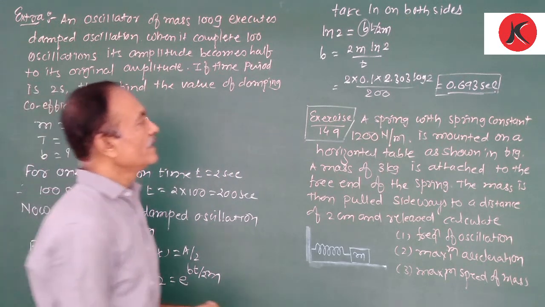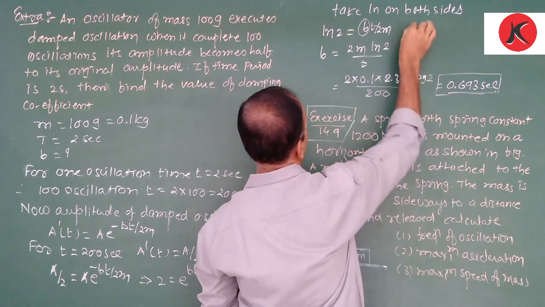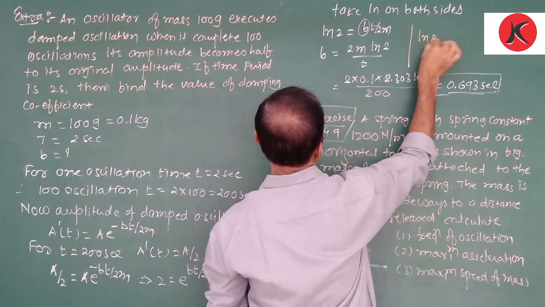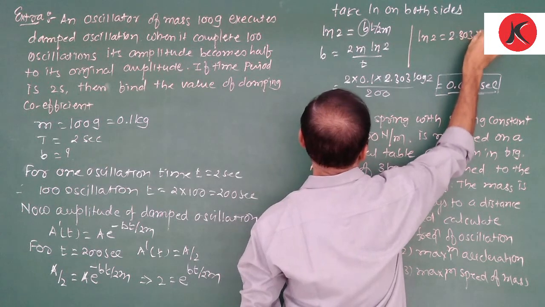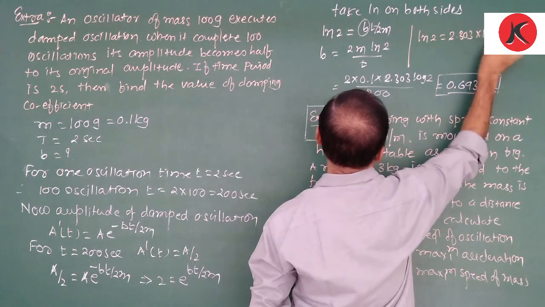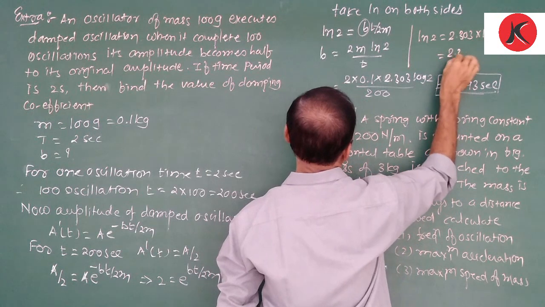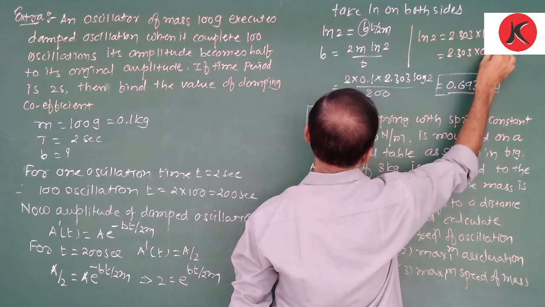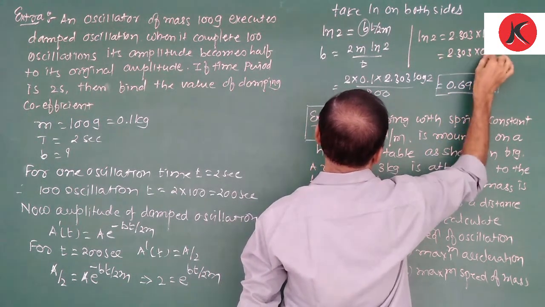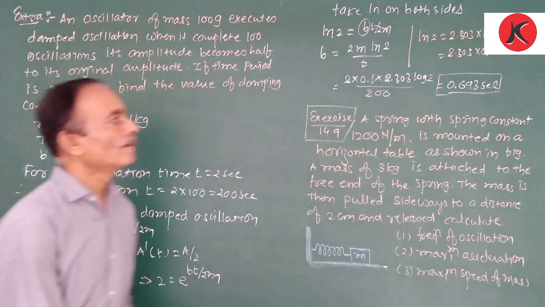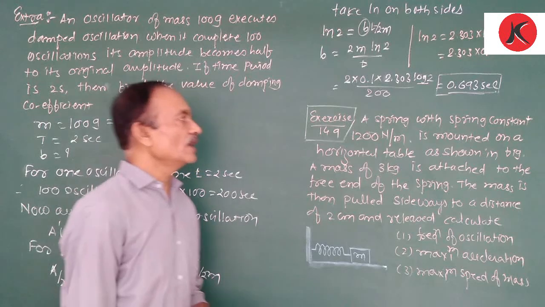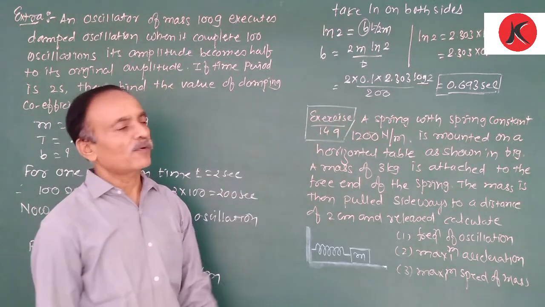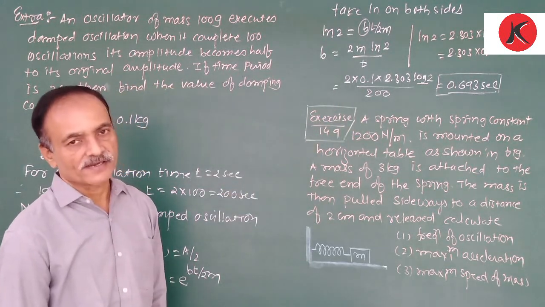Clear? Now ln 2 is equal to 2.303 into log 2. The value of log 2 is 0.3010. As we substitute, we obtain 0.6937.